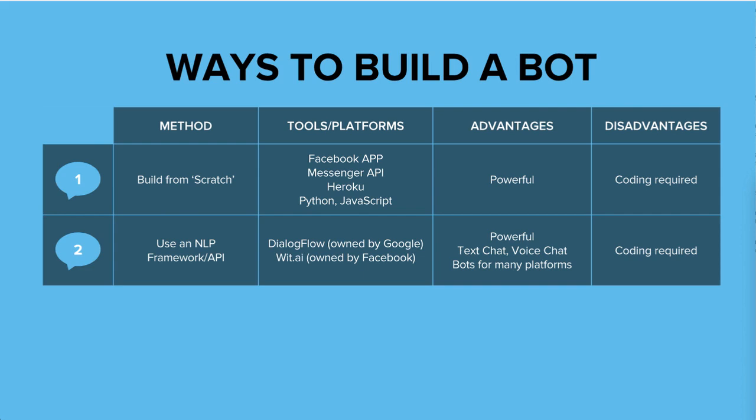The second method is to use what's called an NLP framework or API. NLP stands for natural language processing, and that gives the bot its intelligence. That's what enables the bot to respond appropriately when a user either types something in to a chatbot or says something to a voice-activated bot. It enables the bot to respond in a way that has meaning and basically gives the right answer back to the user.